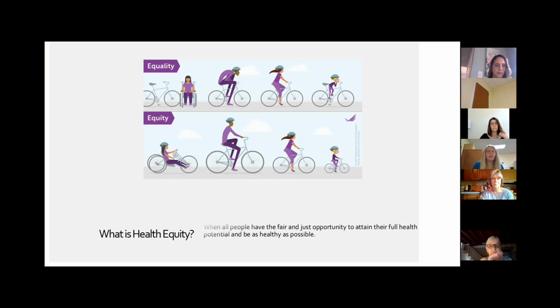So we're striving for health equity, and equity is when people have the fair and just opportunity to attain their full health potential and be as healthy as possible. So we're able to fit the needs of every client individually. We have the man that has a bigger bike, the child has a smaller bike, and the woman on the left has a special bike that was created for her. And that's because equity means that everyone gets exactly what they need to be able to participate.